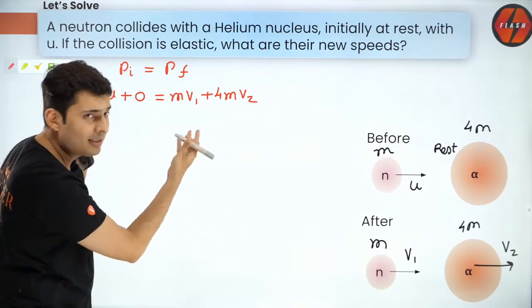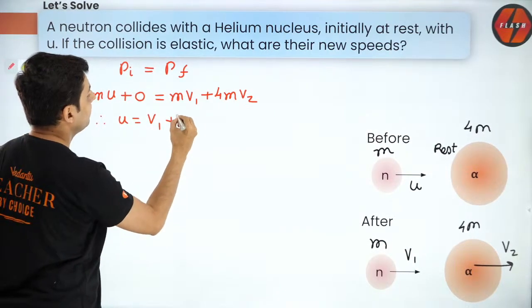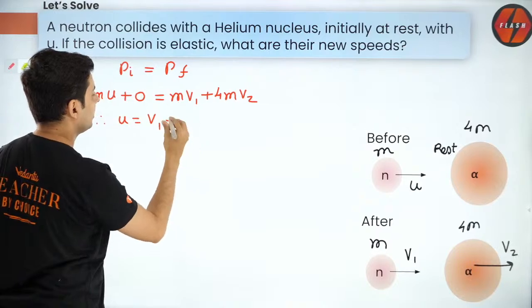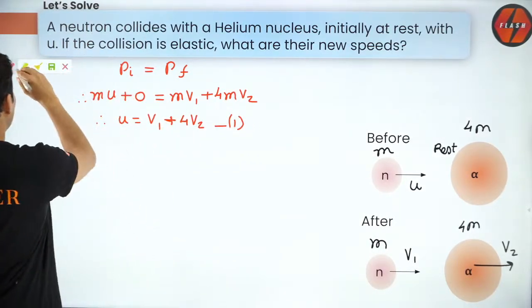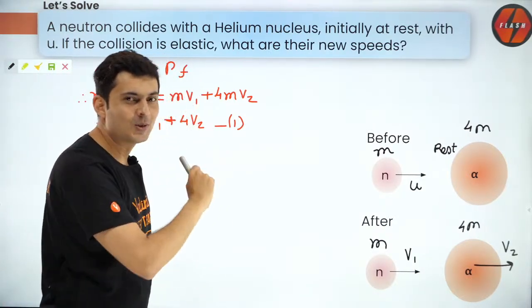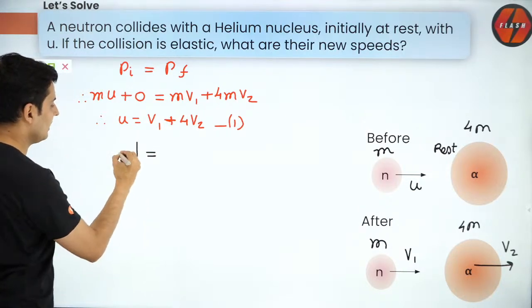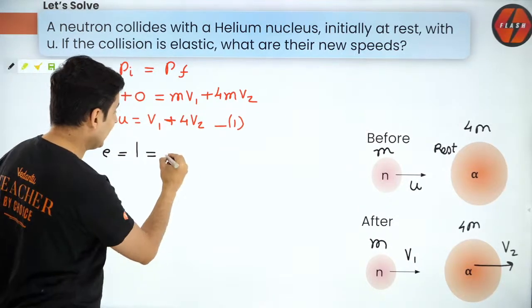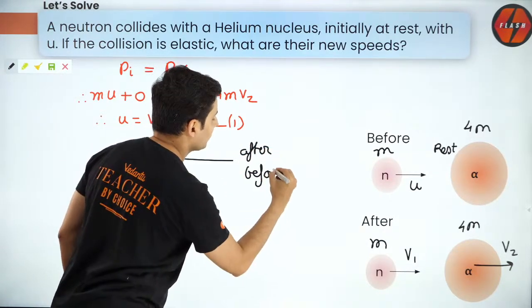Cancel out m, guys. That's better. And you will get u is equal to v1 plus 4v2. That's equation 1. But we are not done yet. We need one more thing, and that is restitution. So restitution equation, e is 1. That's the value of e, guys.